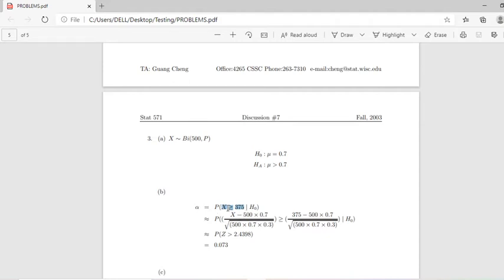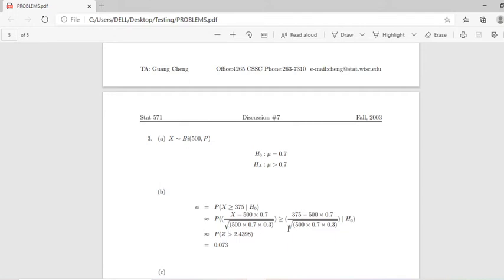So probability of x is the number of plants in which the insects are removed using the new insecticide. Probability of x greater than 375 given that the null hypothesis is true, that means not effective. So we can standardize like this: x minus np. For the binomial distribution the mean is np, so we can write x minus np divided by root npq. In the case of binomial distribution, the variance is npq, so the standard deviation is root npq.